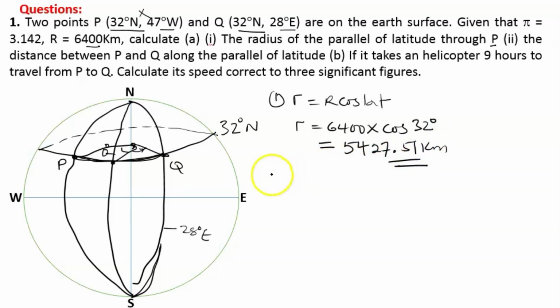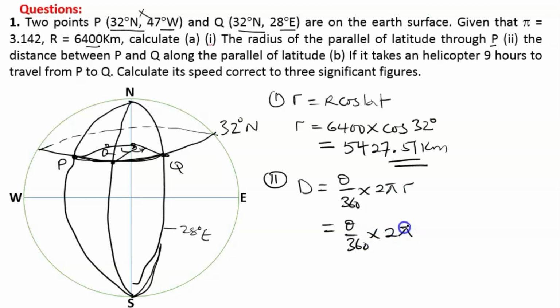That's that. Then the second question is to calculate the distance between P and Q along the parallel of latitude. So how do we do that? Whenever they use the words along the parallel of latitude, they're actually saying along the small circle. Please, let's just bear that in mind also. That's another way they can ask the question. So you will see that this r that is here is the same thing as R cos alpha, where alpha happens to be the latitude. It's the same expression that we got before.